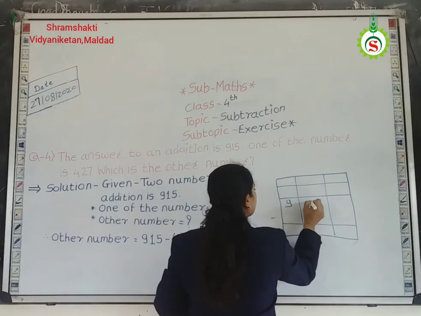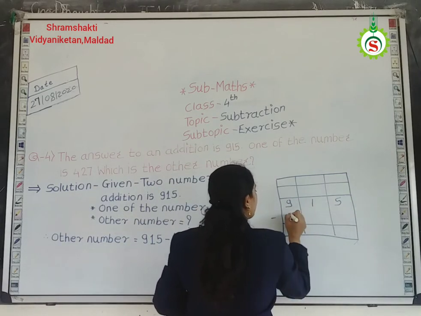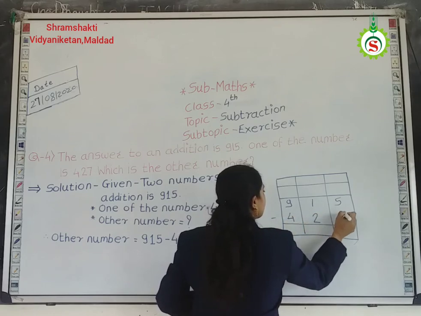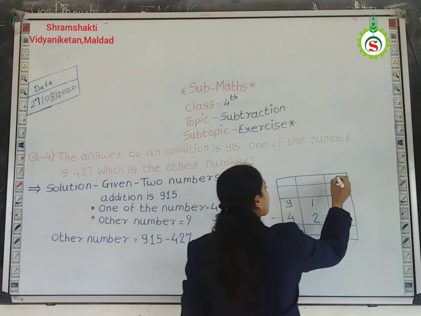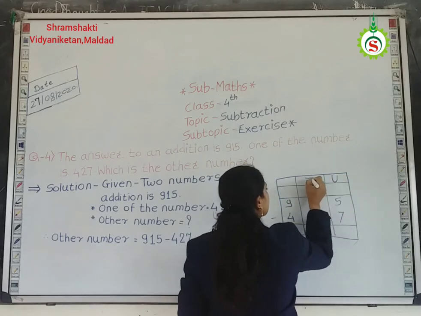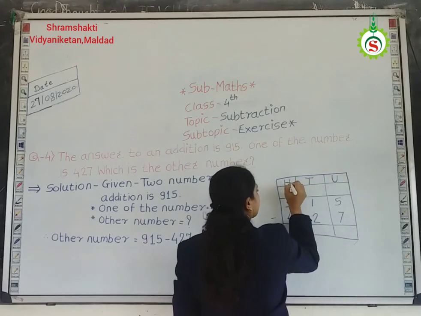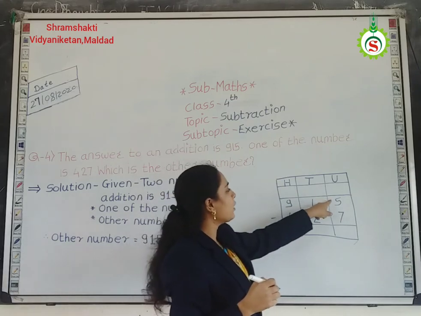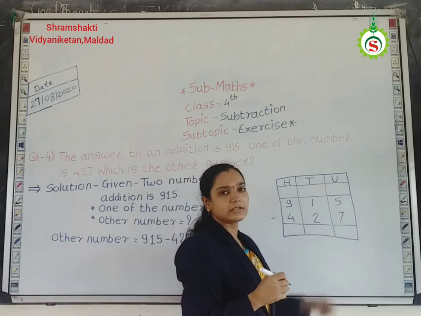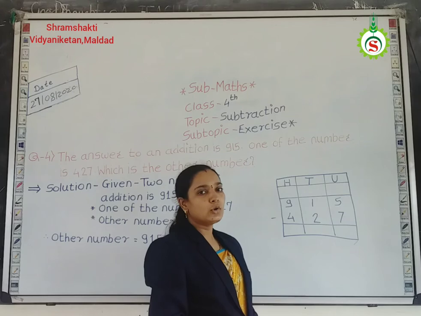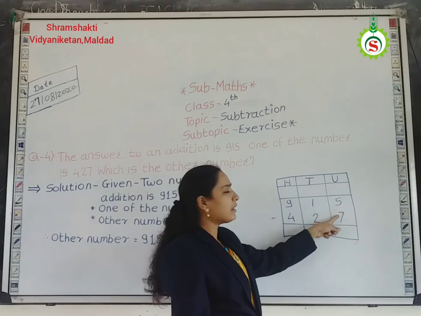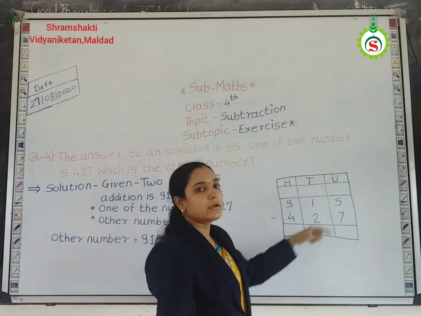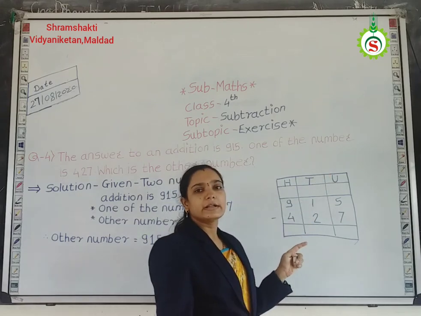950 minus 427. How to solve this example? First give places: units, tens, hundreds. Then 5 units minus 7 units. Is it possible? No, because 5 units are smaller than 7 units. Therefore, we have to take a borrow.